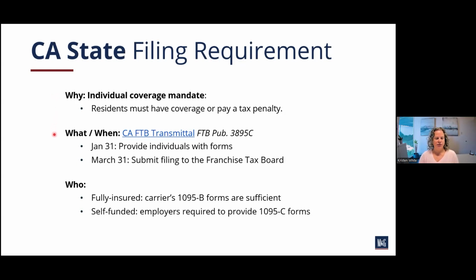That's our why. So the what and the when. Again, same link we have here to the California Franchise Tax Board. January 31st, provide individual forms. They'll say right on the front of their page there's really no penalty if you don't meet that as an employer. You will get employees asking you for those, but technically you're not going to get charged a penalty if you don't send those. And then California has the same March 31st deadline as the IRS does to submit the data to the state.